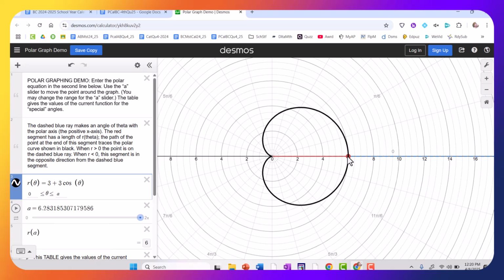So I'll tell you what I do on the graphing. I only do 4 points. I do 0, pi over 2, pi, and 3 pi over 2, and then I know what my picture looks like. Okay, I know what's supposed to happen.